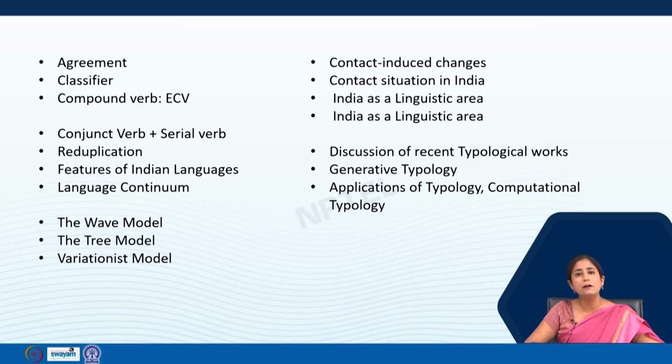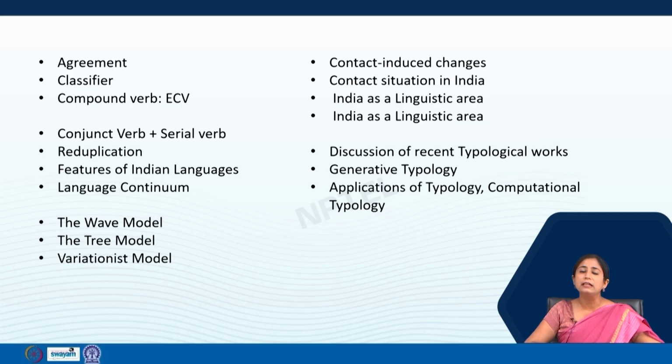How in India we see different language families having different languages, and what are the common features or the different features across these languages. We will talk about that. We will also talk about the language continuum. And when we talk about the language continuum, we also need to talk about various models like the wave model, the tree model, and different variationist models. So there are different models through which we study language.